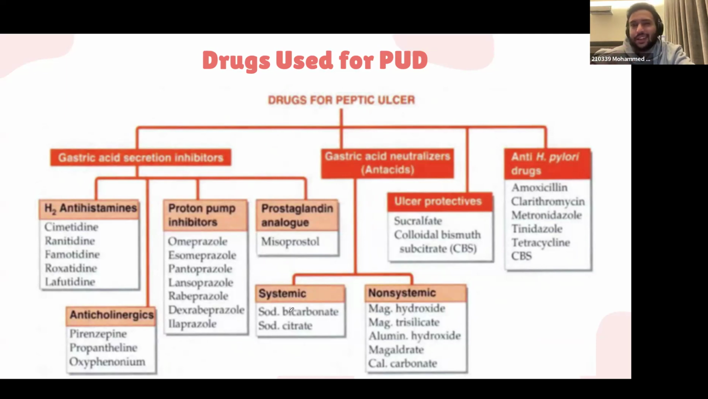There's also another thing with the heart, I believe, that can happen with systemic antacids. So we usually use non-systemic, which is megaldrate, which is basically a combination of aluminum and magnesium hydroxide. Okay, so that's basically peptic ulcer disease drugs in a nutshell.